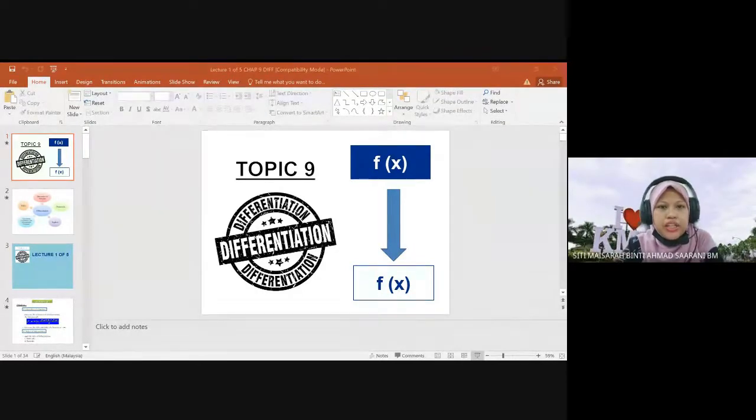This is topic 9, differentiation. Actually, differentiation is, given function f(x), we want to differentiate until we get f prime x. This is the overview of this topic. The first one is subtopic 9.1, which is derivative of a function.